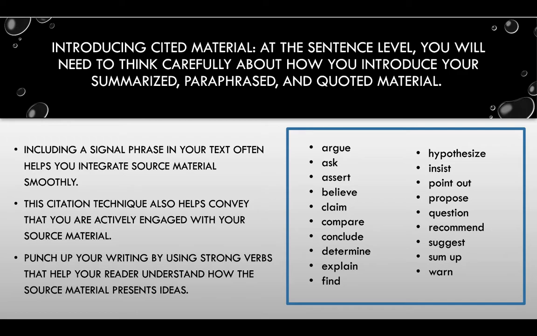Give me some kind of signal phrase that shows, okay, now I can tell by the beginning of this sentence that this information is coming from a certain source, and I can even pretty much tell just by that signal phrase what source it's coming from if I look at your works cited page. So citation technique also helps convey that you're actively engaged with your source material, and don't just say as they state or as they write. Those are kind of generic. You can use those, but just don't use them over and over again.